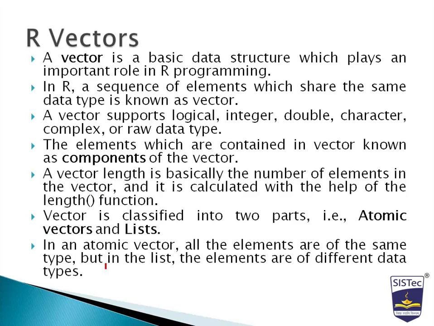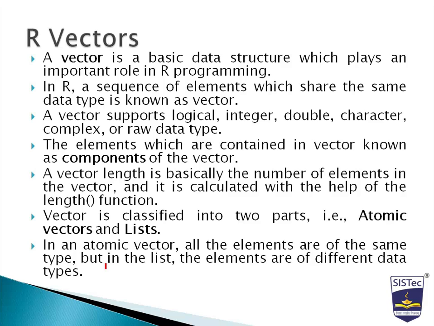Let's start with the R vector. Vector is a basic data structure which plays an important role in R programming. Basically, it is a sequence of elements which share the same data type, known as a vector. A vector can support logical, integer, double, character, complex, and raw data types. The elements contained in a vector are called components of the vector.